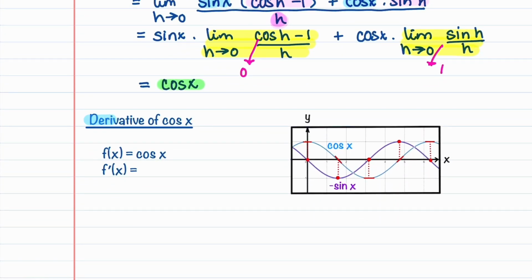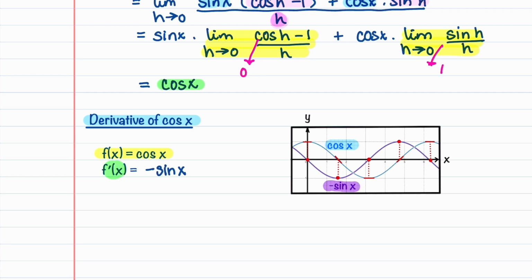Let's now look at the derivative of cosine x. I am not going to walk through the derivation. I'm just going to show you the formula. If our function f of x is equal to cosine x, then the derivative of cosine x is equal to minus sine x. Over here on our graph, I have graphed cosine x and minus sine x.